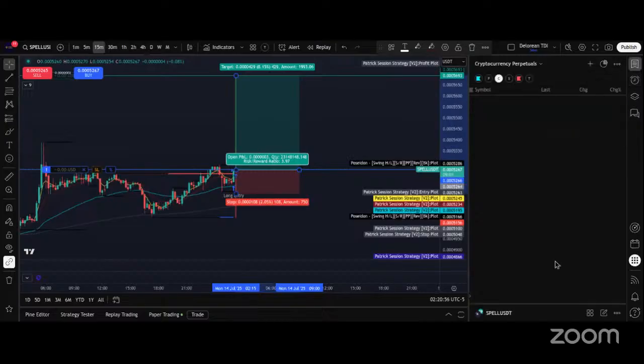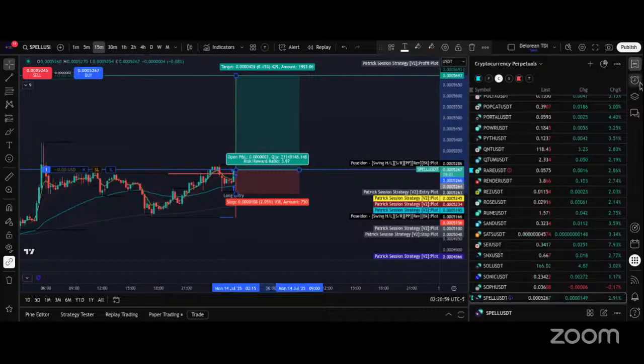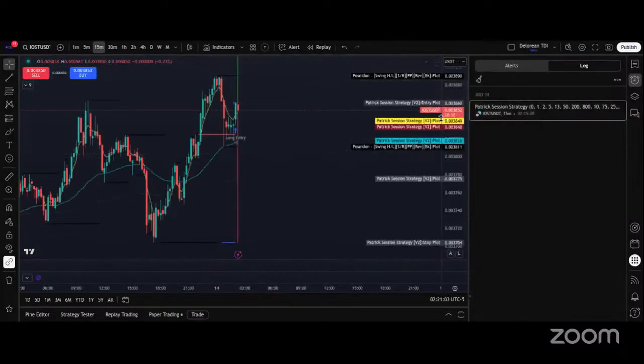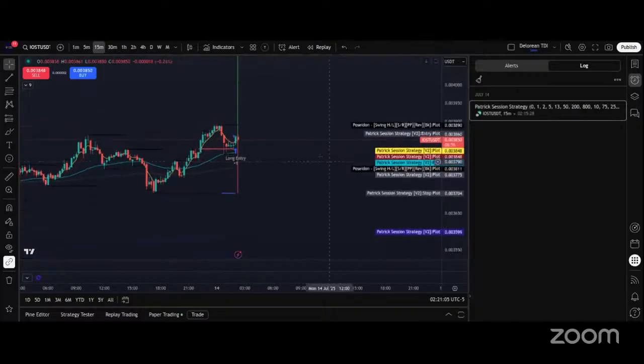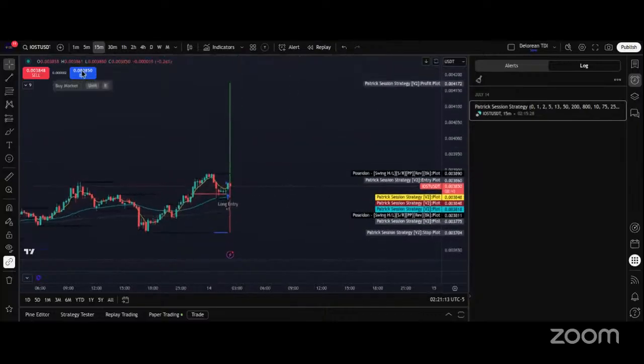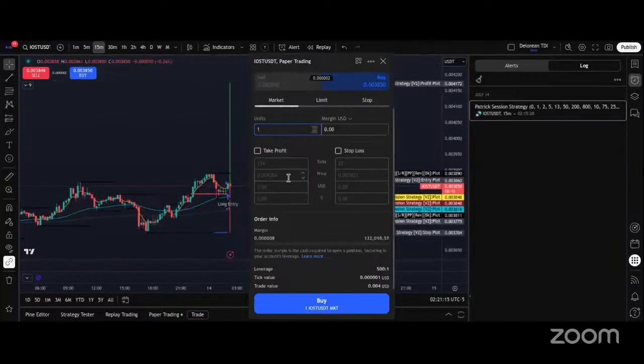So that's spell. Move on to the next one. This is IOS USDT. Again, another buy. Price above the 50, 200, and the 800. That's an uptrend. Buyers in control of the market. It's going to be a buy to 0.004172.